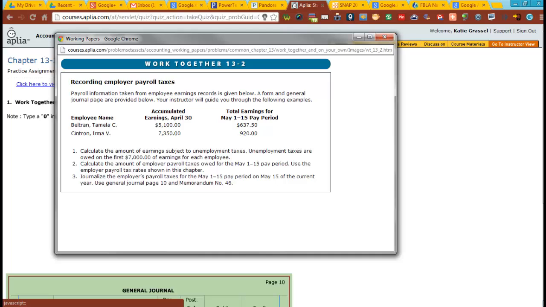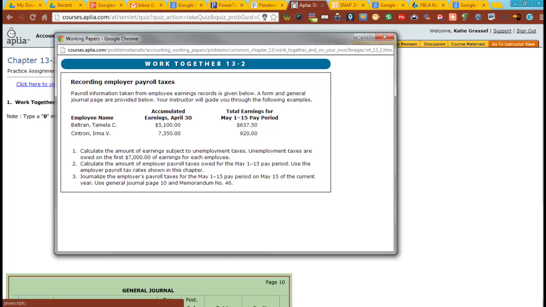All right. We have 2 employees, Tamla Beltran and Irma Cintron. And you will notice that we have accumulated earnings of $5,100 and $7,350. And then you have your total earnings for the May 1st through 15th pay period, and calculate the amount of earnings subject to unemployment taxes. Unemployment taxes are owed on the first $7,000 of earnings on each employee.